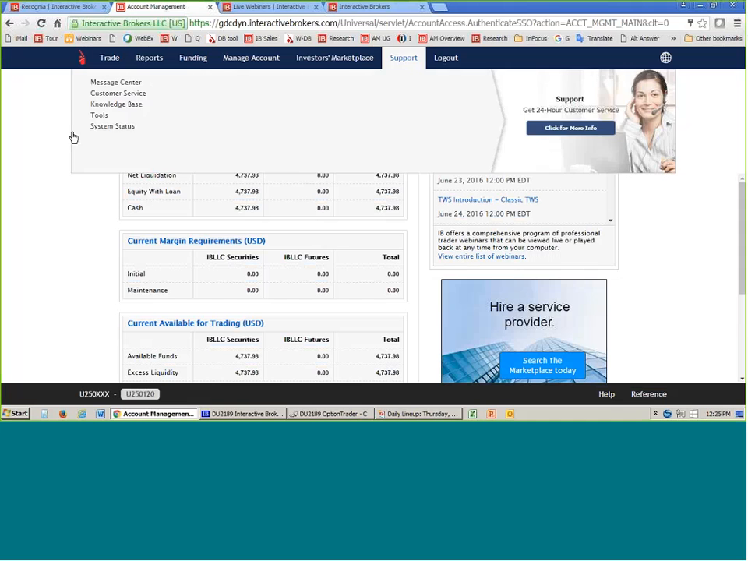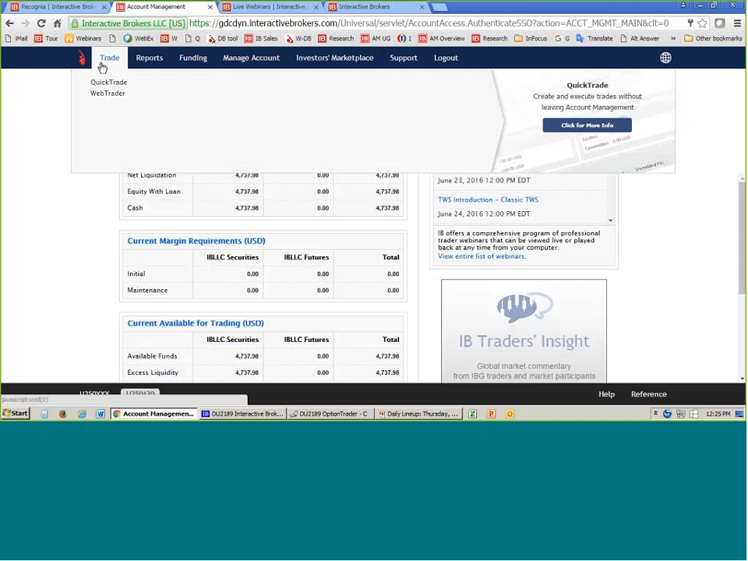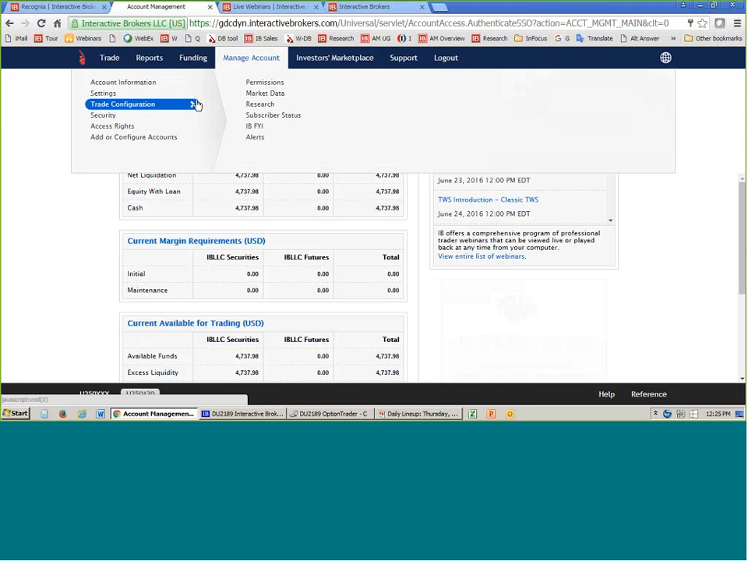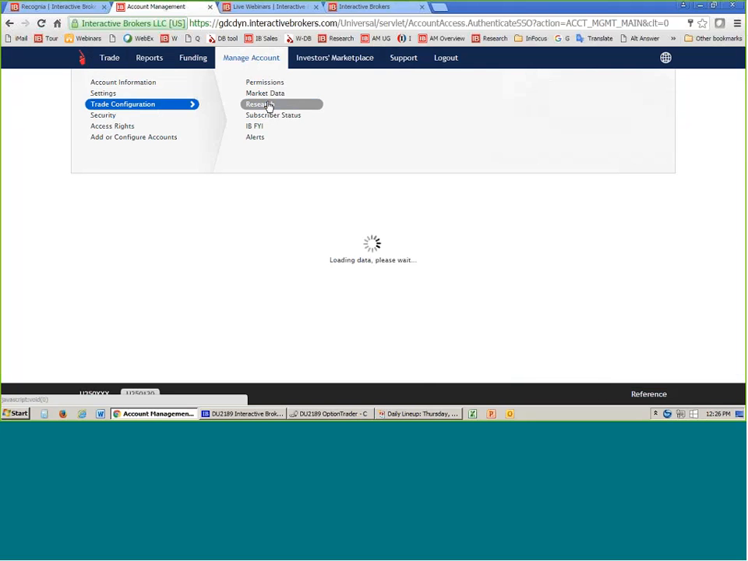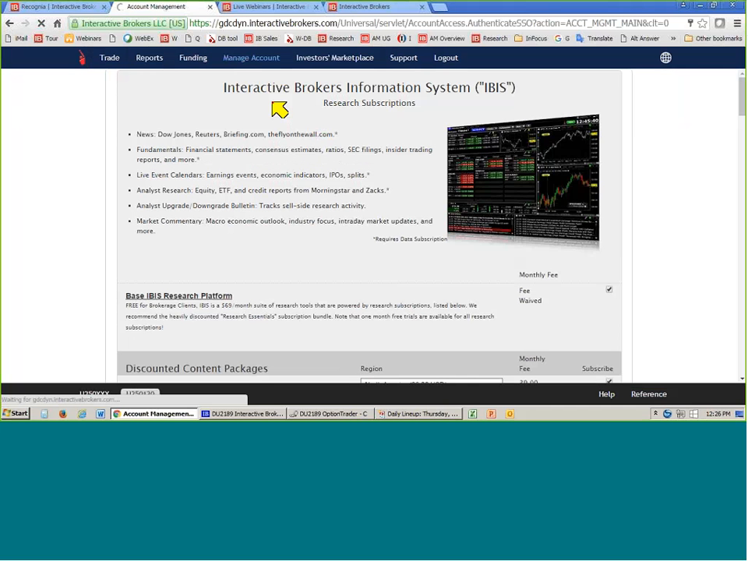Now notice here, I've logged into account management because this is your first stop to finding that information. If you go to the Manage Account tab, you'll find Trade Configuration, and then simply go to the Research tab. This is where you'll be able to find all of the research subscriptions that are available, the same thing that Peter was just showing you in his screenshot there.